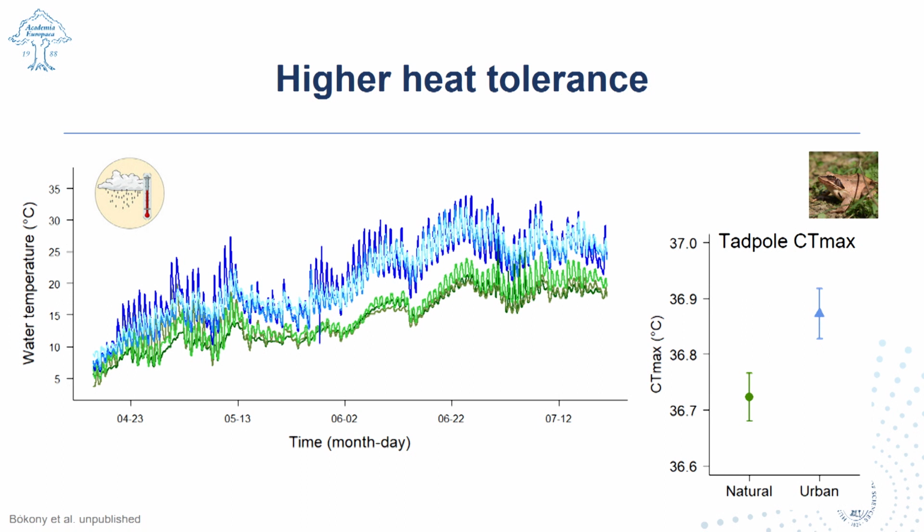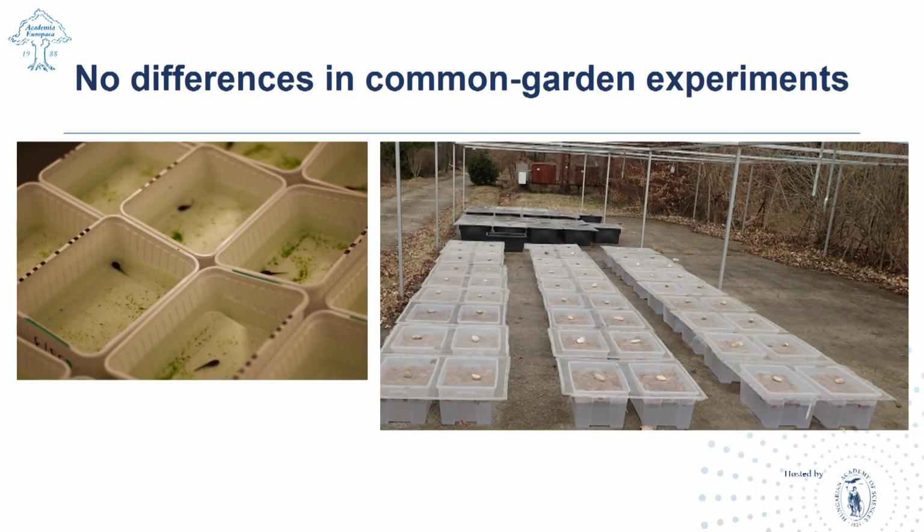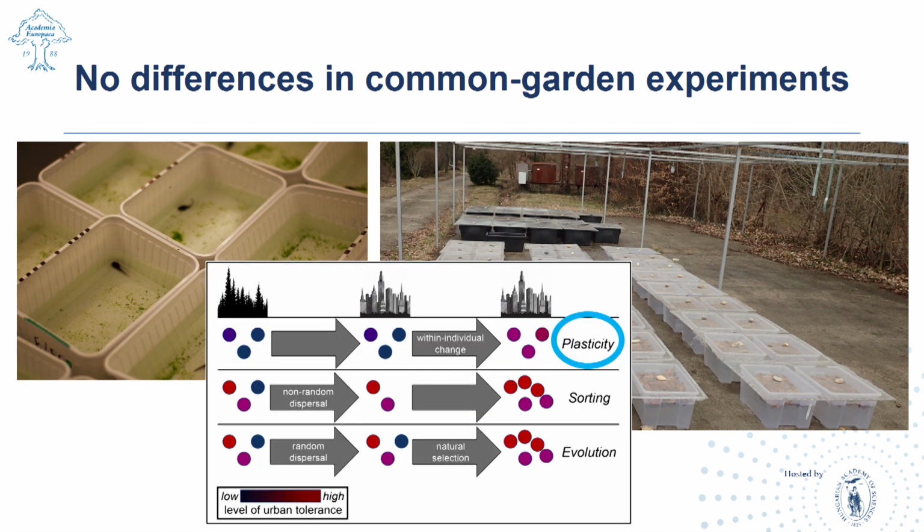And all these traits that we measured, so stress hormone levels, chemical defenses, and heat tolerance, we also measured them in common garden experiments in which we collected eggs from different habitats and raised them together in the same environment, either in the lab inside or in outdoor mesocosms. And in these experiments, we found none of those phenotypic differences that we detected in the free-living animals. So this points to the role of phenotypic plasticity.